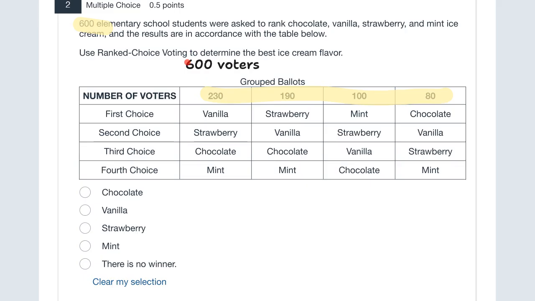And then what do we do? We do 600 divided by 2 is 300. And we can't have a 300-300 tie. So that means we need 301 to win. Does anybody have 301 yet? No, they do not. So the first round is we eliminate who's in last place.